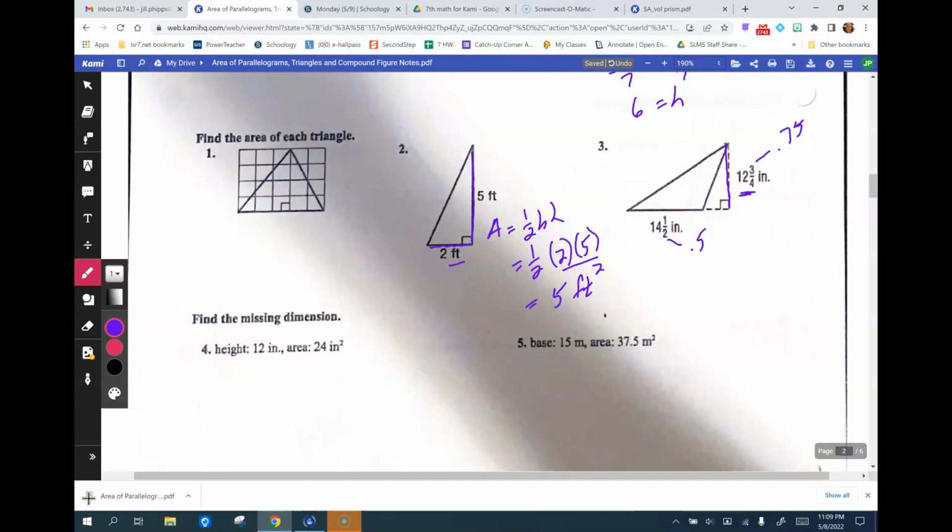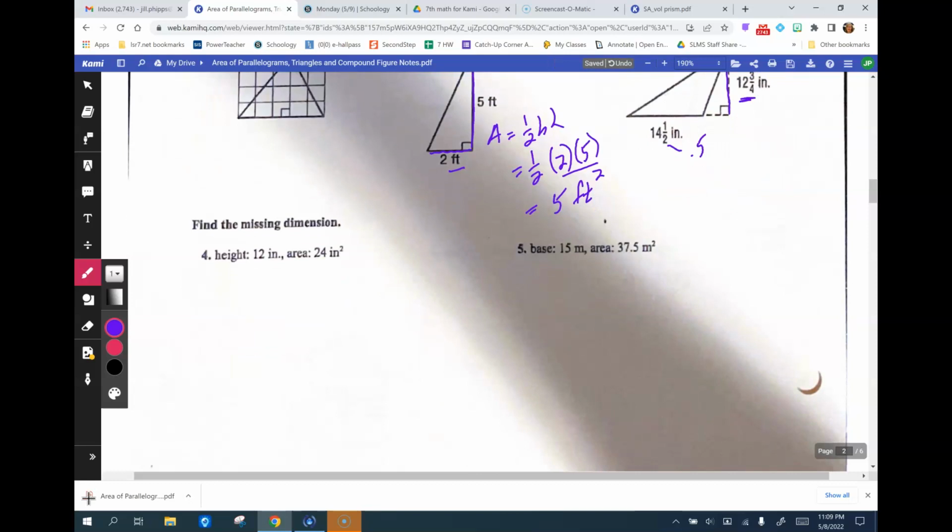Okay? So down here, the only thing they do is they tell you the area and they give you a base, so you have to find the height. You just plug it into the formula. We did one of these earlier. So the area is given and the base is given. You have to find the height. You can solve that equation.